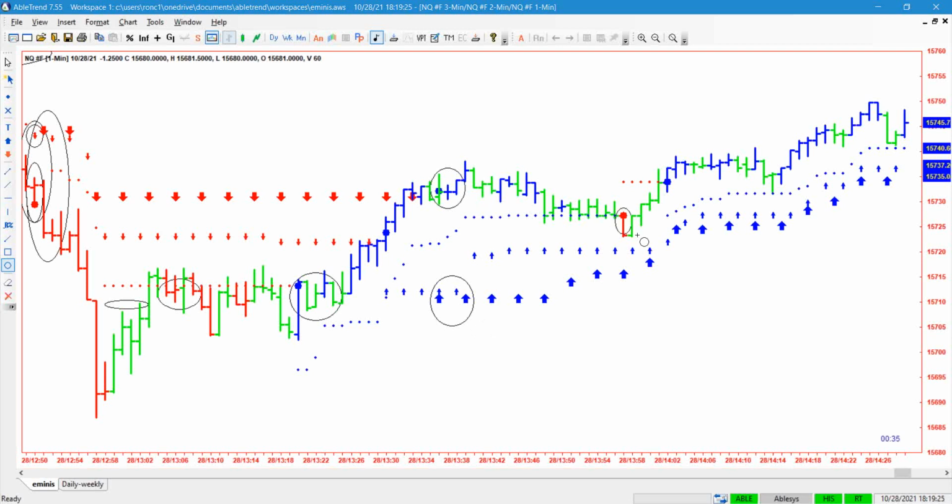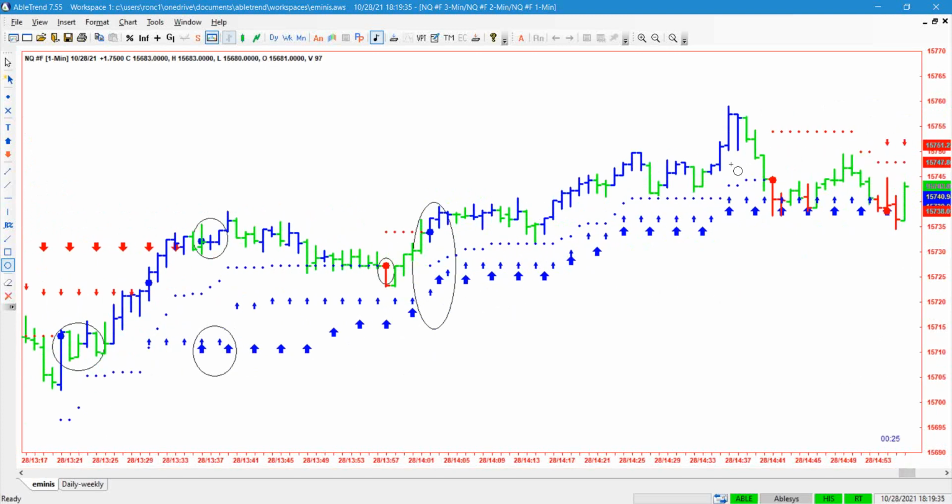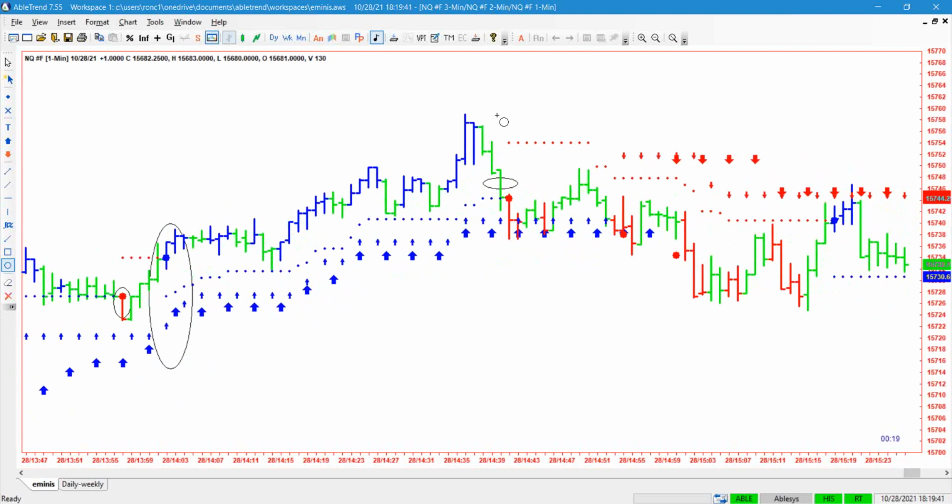We of course exit on the red. We're long again right here. This one worked out quite nice. Double green, and then we'll stop out right there. So that was about a 10-point winner. Again, a no trade zone that kept us out of this sideways chop.